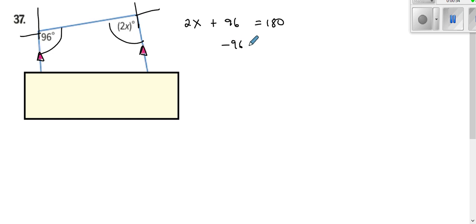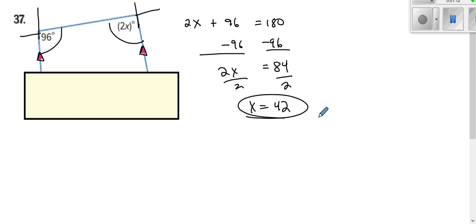Minus 96. 180 minus 96, I think, is 84. So 2x equals 84. Divide by 2. x equals 42. Okay, so I found my x.